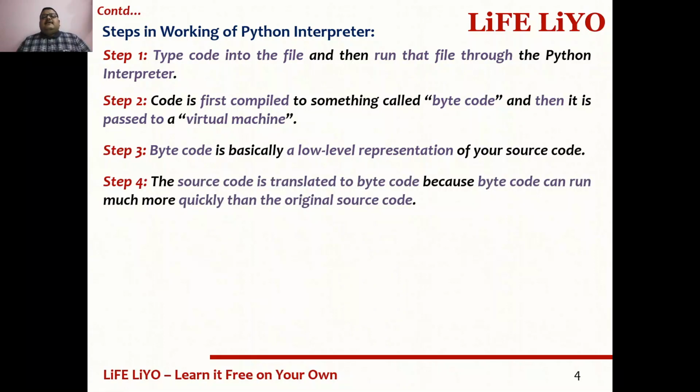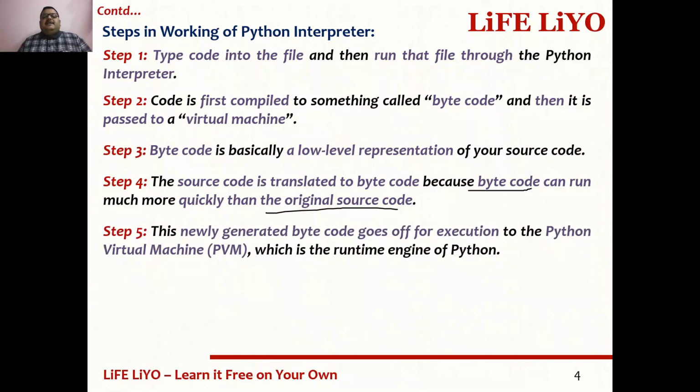Next, the source code is translated to bytecode, because bytecode can run much more quickly than the original source code. Why? Because source code is in simple English language, but the bytecode will be in machine level language, that is ones and zeros. That's why bytecode is faster compared to the original source code. That's why we translate it.